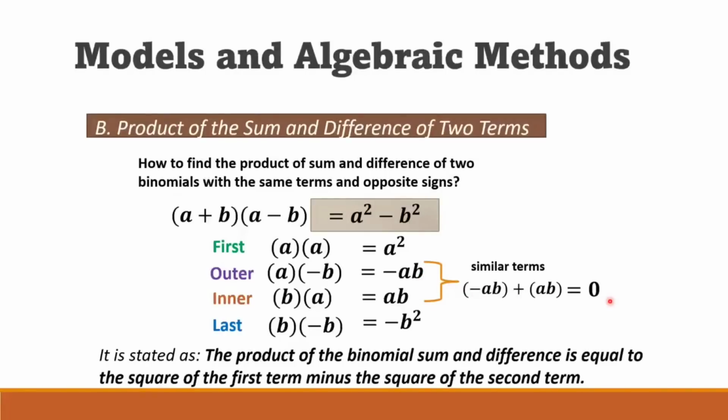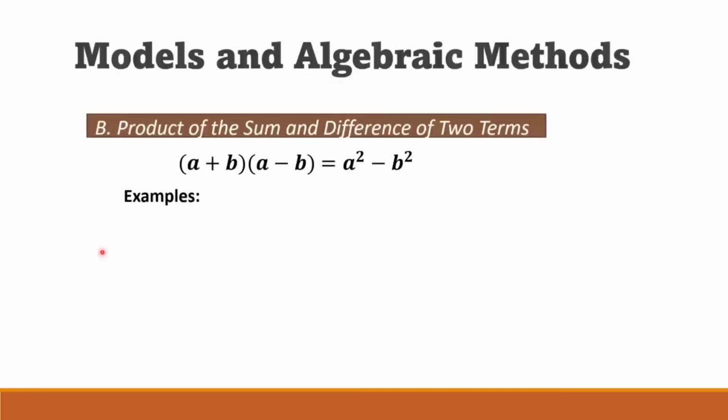So basically, we just have to square the first term minus the square of the second term when we are given this type of problem. Okay, let's see that in our examples.